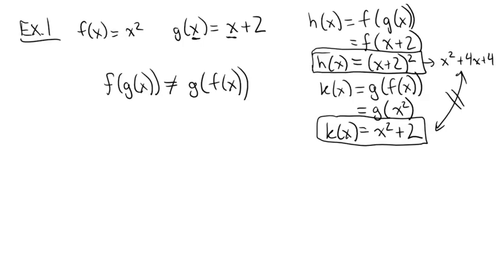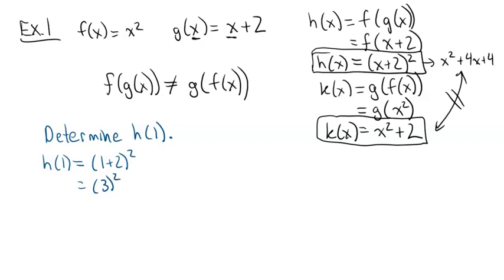But sometimes you're given a number to sub in. So what would happen if the question instead said determine h of 1? Well, there's two ways you could do that. You could take the function that you've already determined, and you could say h of 1 is equal to, we had x plus 2 squared, so that'd be 1 plus 2 squared, which would be 3 squared, which would be 9. Or you could say that h of 1 is equal to f of g of 1, because the original x value is 1. That's what it means to sub that number in.